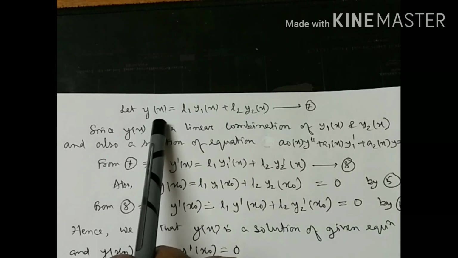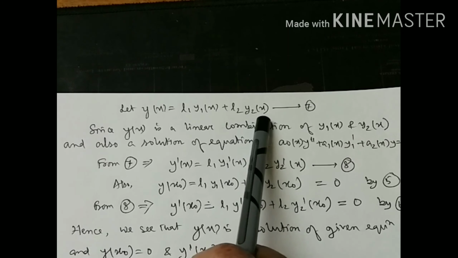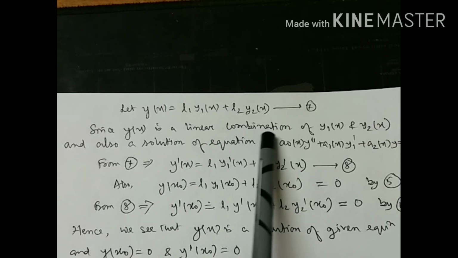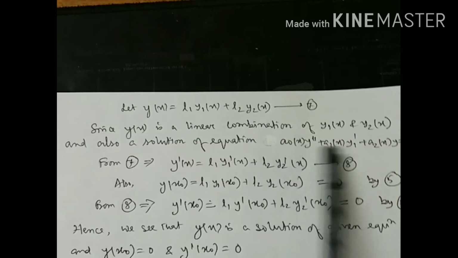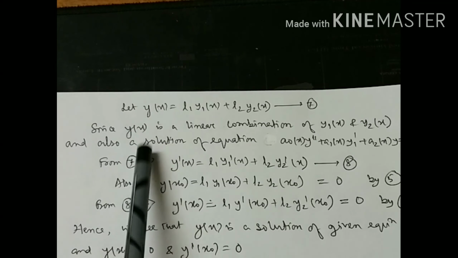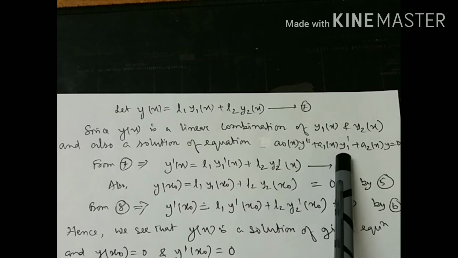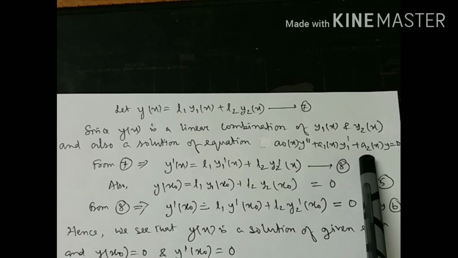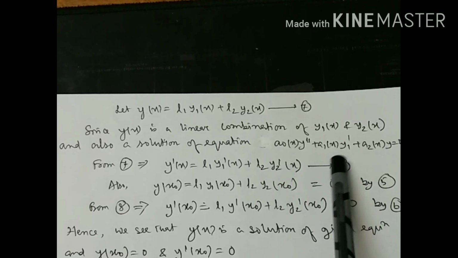Now let y(x) equal L1 y1(x) plus L2 y2(x). Mark it 7. Here we see that y(x) is a linear combination of y1(x) and y2(x), and y(x) is also a solution of the equation a0(x) y'' plus a1(x) y' plus a2(x) y equals 0. It is already given that these two are solutions of this equation, so the linear combination is also a solution of this equation by the previous theorem.